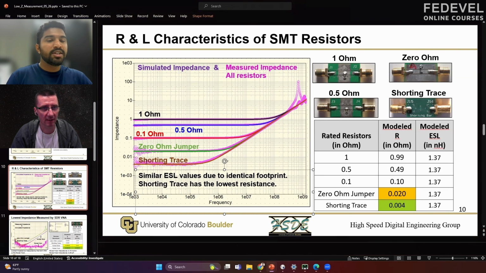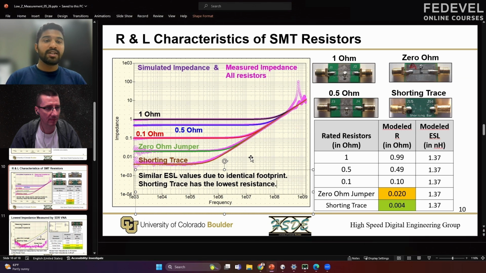What about the shorting trace? Why is it also the same? Because it also has the same kind of length, because we are just shorting the two pads where the resistor was placed, so it has the same dimensions. So that is why we see the same ESL value, and that is why we see the same impedance, because the ESL value dominates the impedance at higher frequencies.